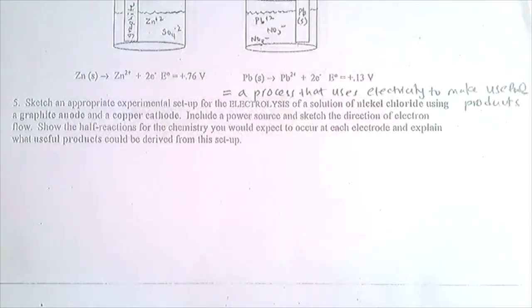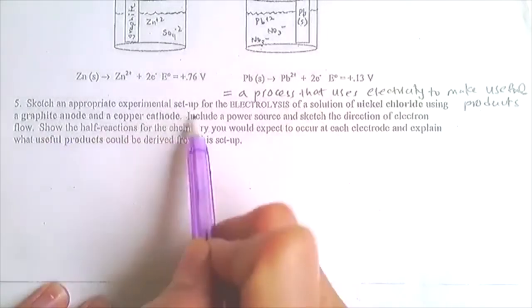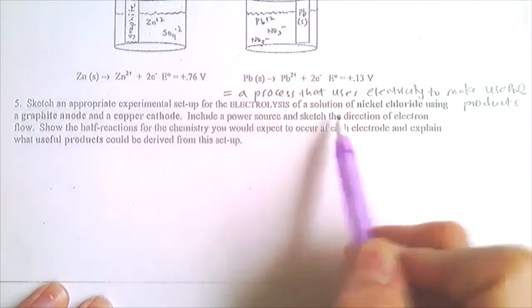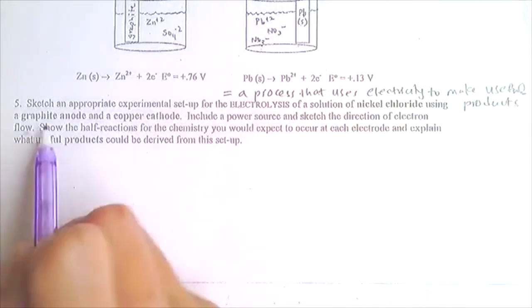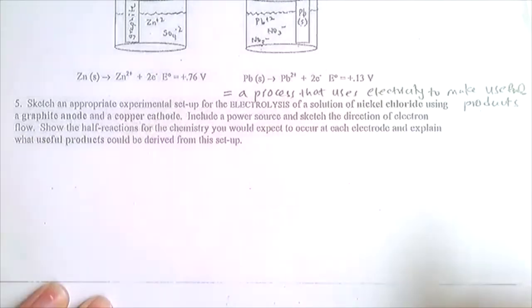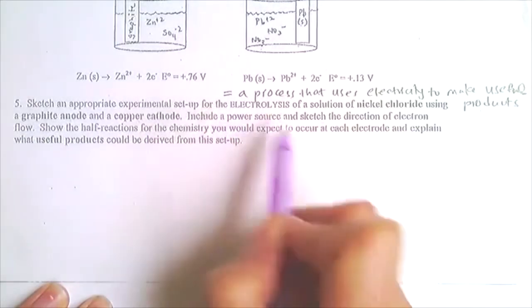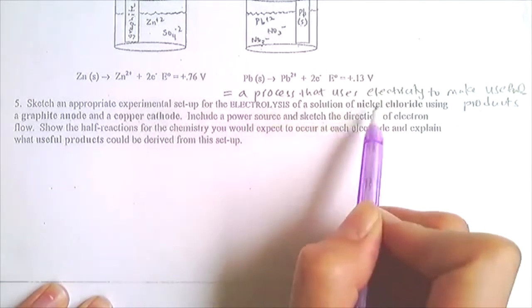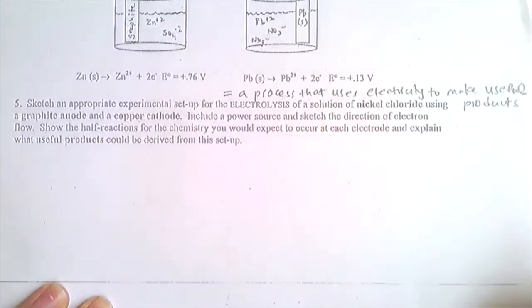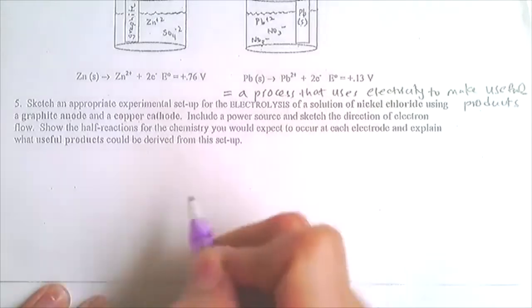This is the instructional video for number 5 on assignment number 177. So now we have to sketch the setup for the electrolysis of nickel chloride using graphite anode and copper cathode. Now, electrolysis is defined as a process that uses electricity to make useful products. So let's go ahead and set up for this electrolysis reaction.